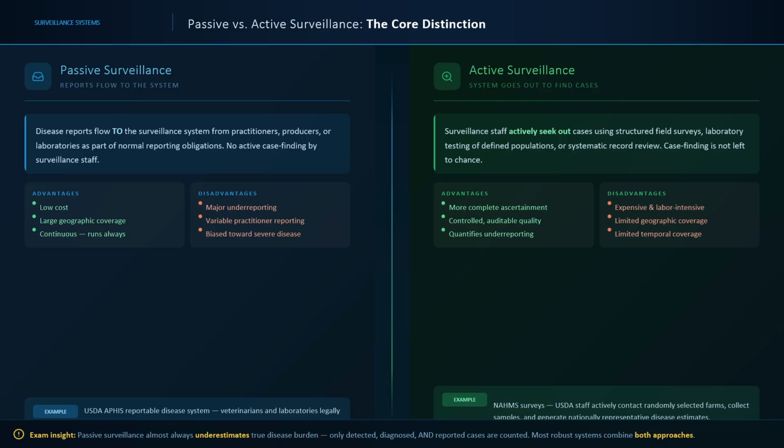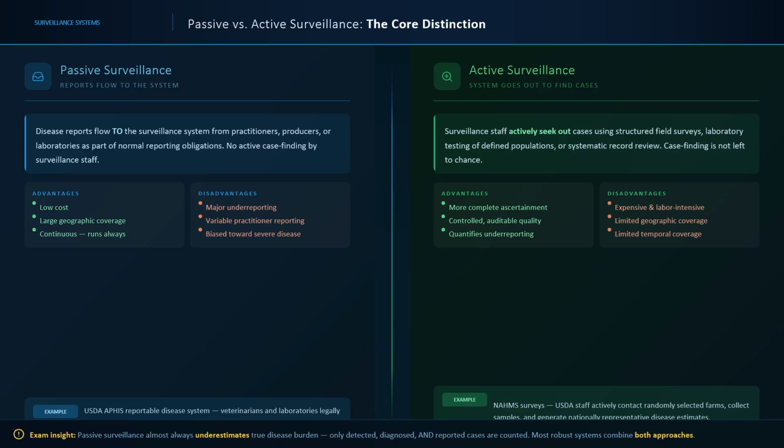But the limitation is critical. Passive surveillance almost always underestimates true disease burden. Why? Because it only captures cases that are detected, diagnosed, and then actually reported. If a producer doesn't call the vet, if the vet doesn't submit a report, or if the disease presents atypically, it never enters the system. Active surveillance flips that dynamic.